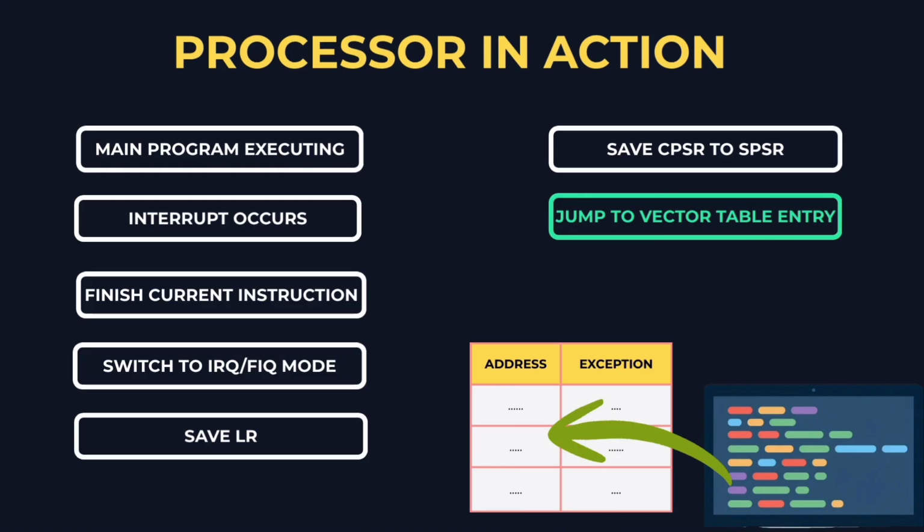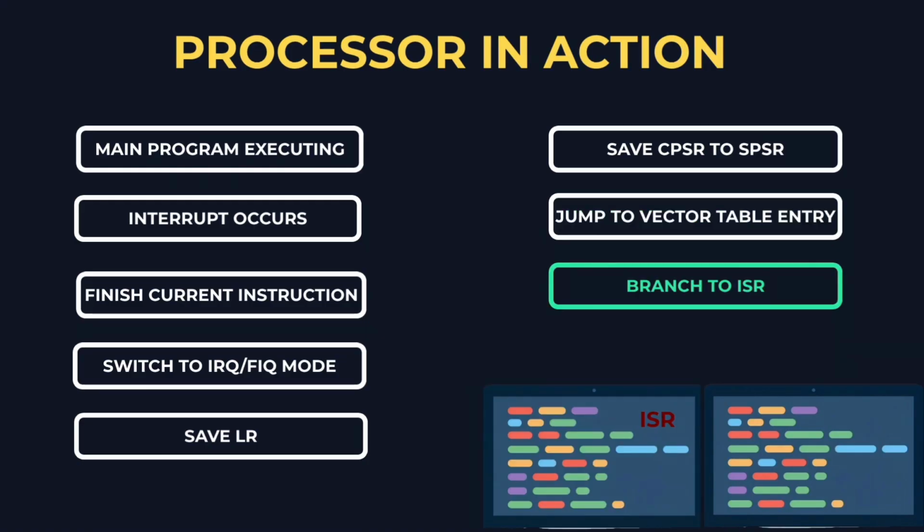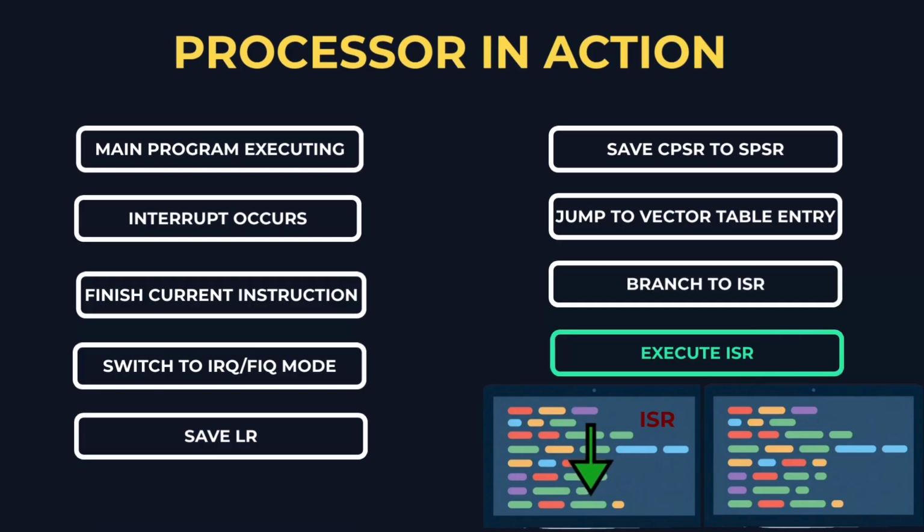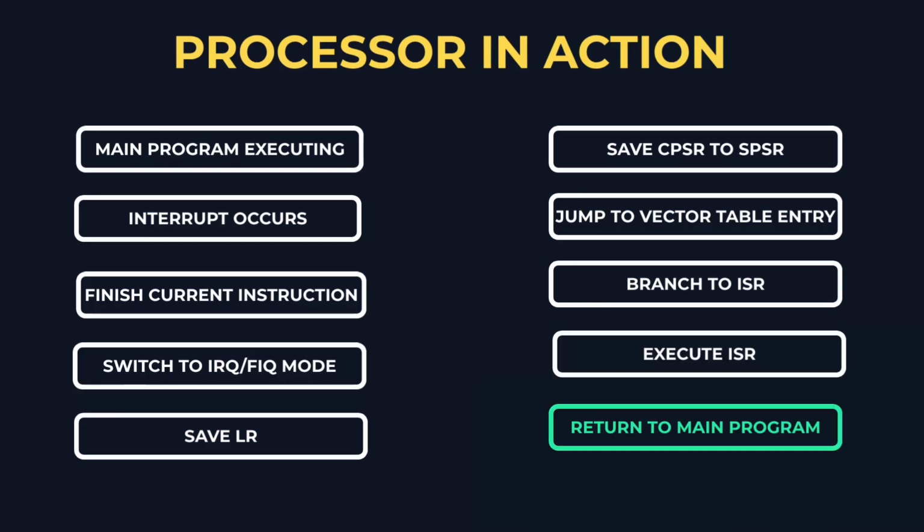A vector table entry is the instruction stored at a specific address that tells the processor where to jump when an exception or interrupt occurs. It usually contains a branch instruction that redirects execution to the actual interrupt handler. From there, execution is redirected to the interrupt service routine. Interrupt service routine ends with a special instruction that automatically restores the processor state and returns execution to where it was interrupted.